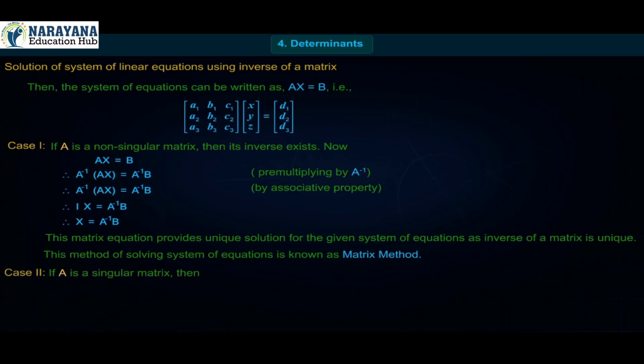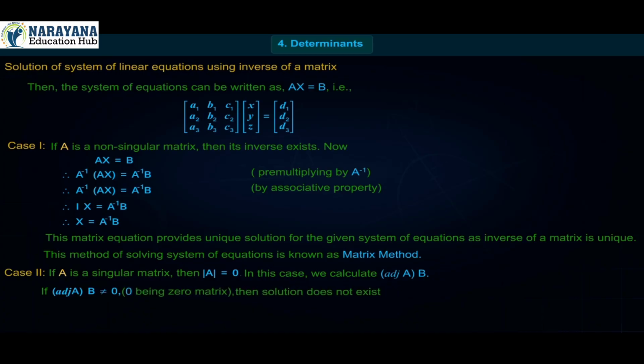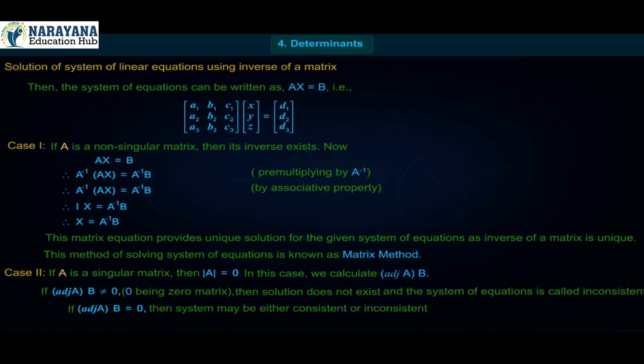Case 2. If A is a singular matrix, then the determinant of A is equal to 0. In this case, we calculate (adjoint A) times B. If (adjoint A) B is not equal to 0, where 0 is the zero matrix, then the solution does not exist and the system of equations is called inconsistent. If (adjoint A) B is equal to 0, then the system may be either consistent or inconsistent, according as the system has either infinitely many solutions or no solution.